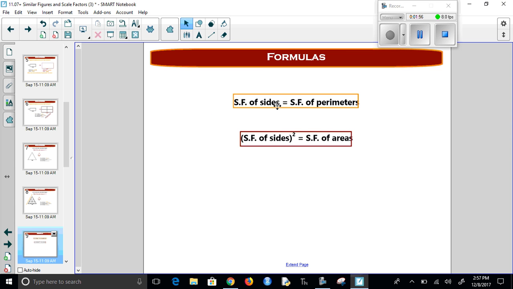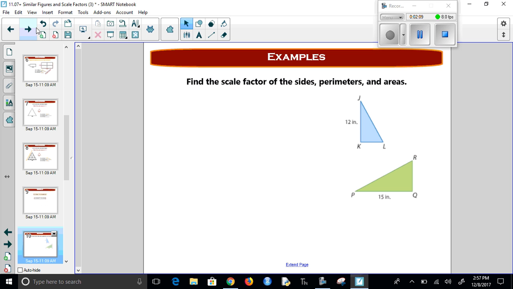So the scale factor for the sides is the same as the scale factor for the perimeters. But the scale factor for the sides squared is going to equal the scale factor for the areas.